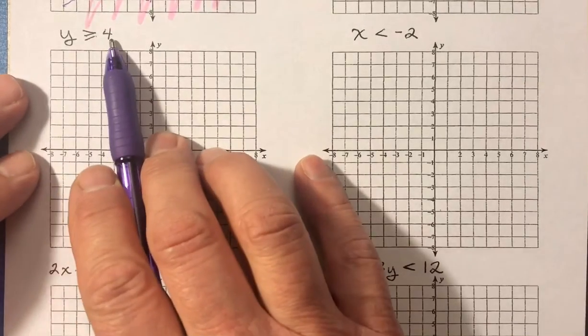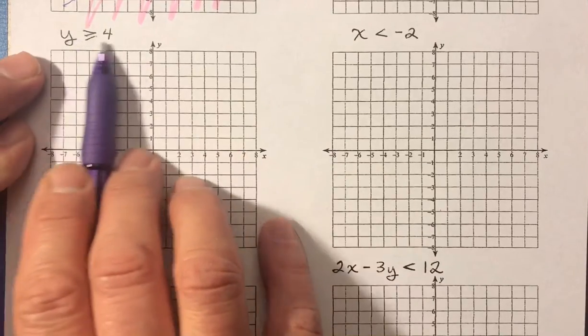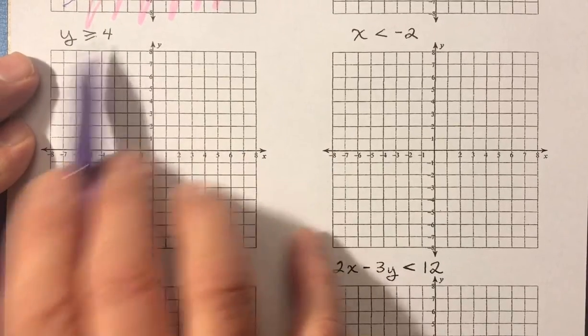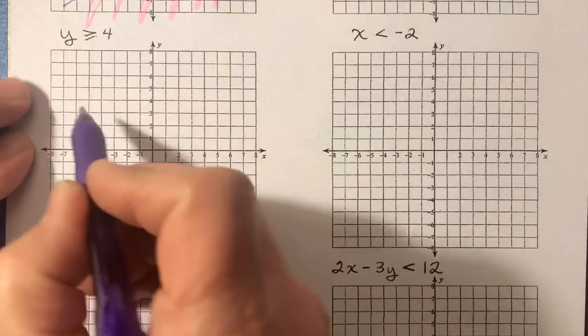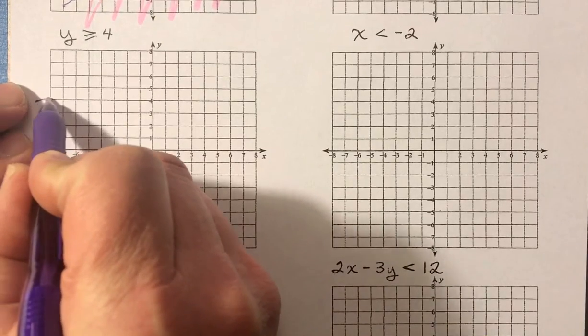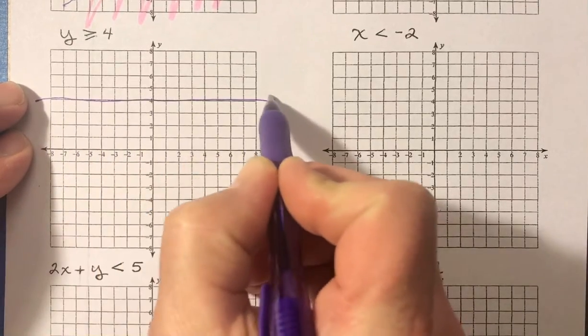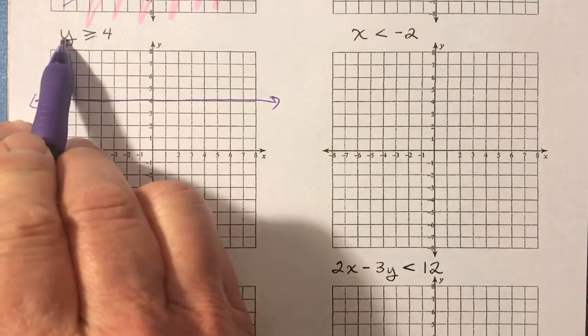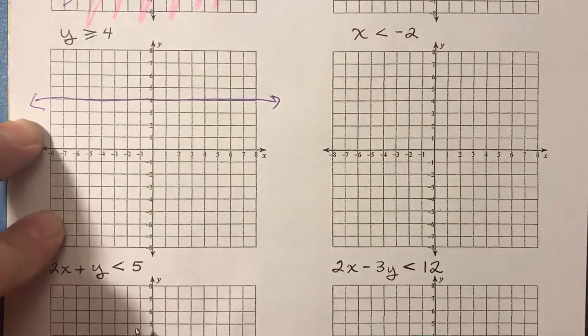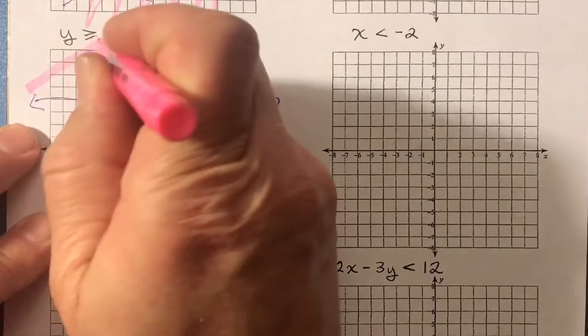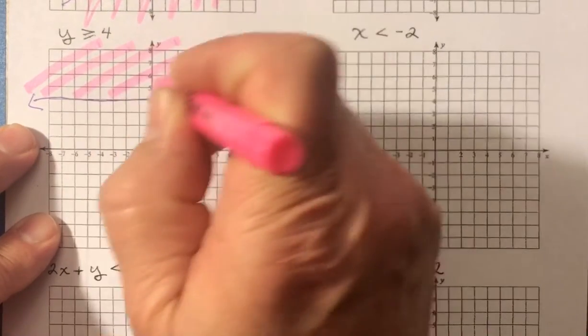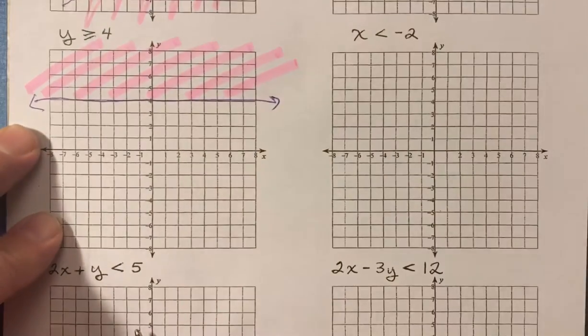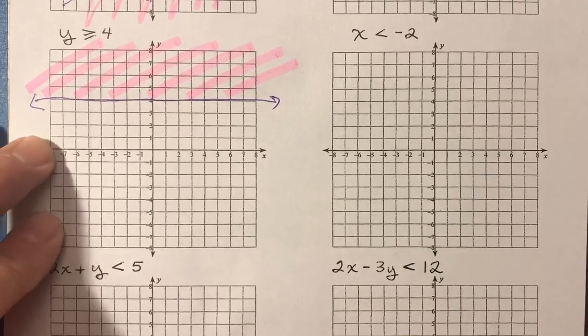y is greater than 4. This is a special case. It's a horizontal line. So I'm going to draw a horizontal line through 4. And then y is greater than 4. So I want y to be greater than 4. So I'm going to shade everything above that horizontal line.